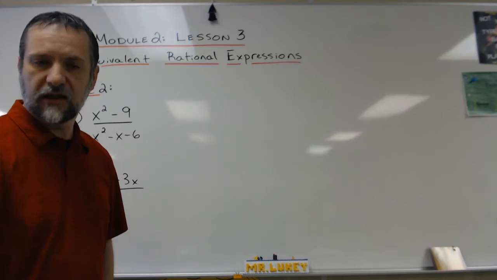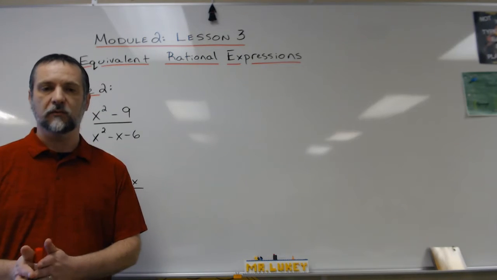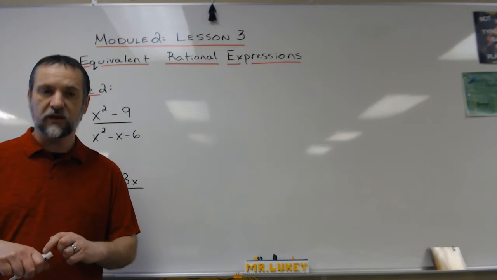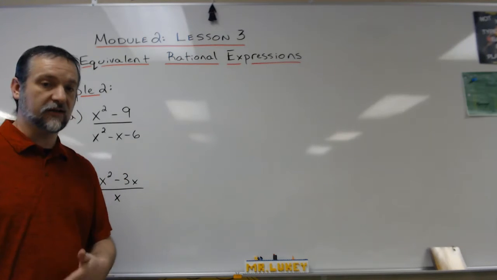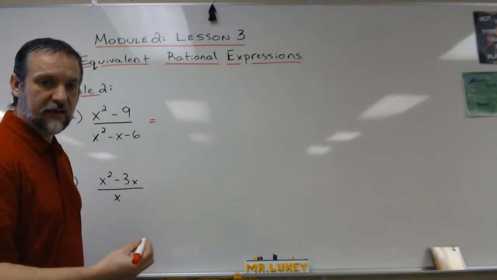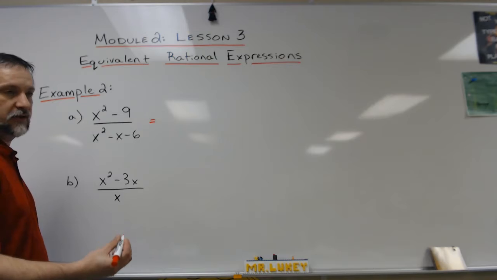So we start with x squared minus 9 over x squared minus x minus 6. Our first step is going to be, of course, we can't do anything with this until we factor these out first. X squared minus 9, difference of squares, so that's going to be x plus 3, x minus 3.